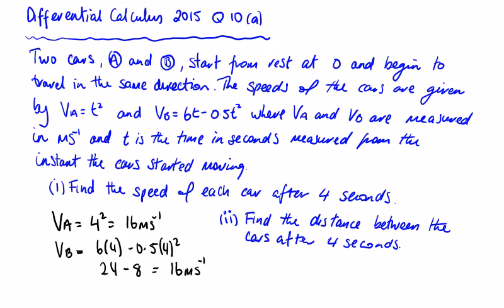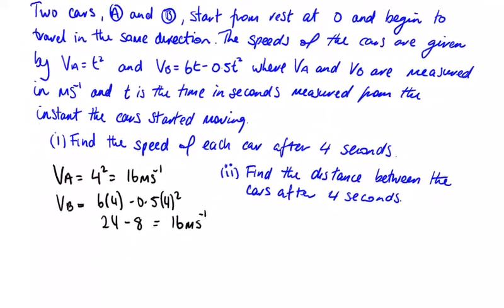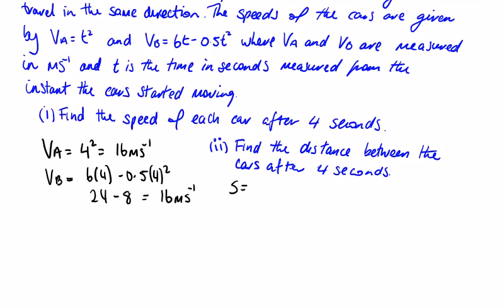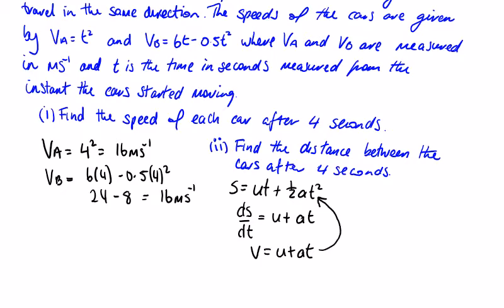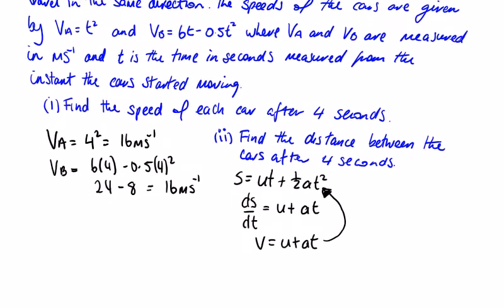In part 2, we're asked to find the distance between the cars after 4 seconds. We know what distance is. The distance from our linear motion equations is ut plus a half at squared. But we don't have acceleration, so we'll just see where this velocity comes from. If we differentiate s with respect to t, we get u plus a half times 2at, which is equal to velocity. So to get from velocity backwards, integration is going backwards. So we need to integrate these two things.